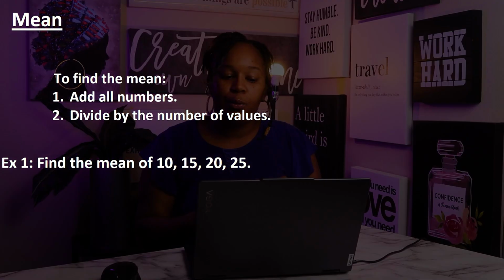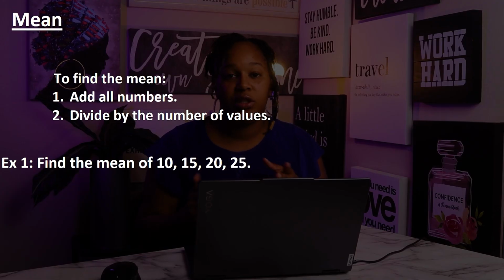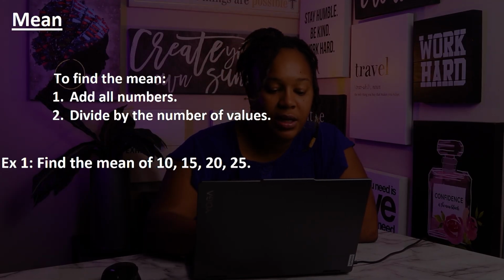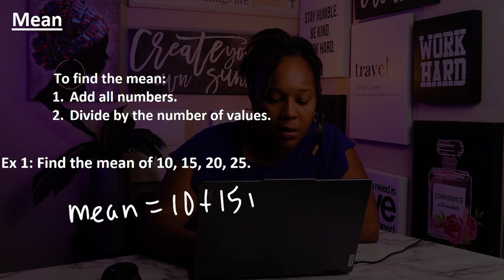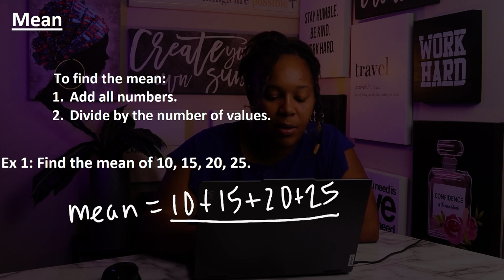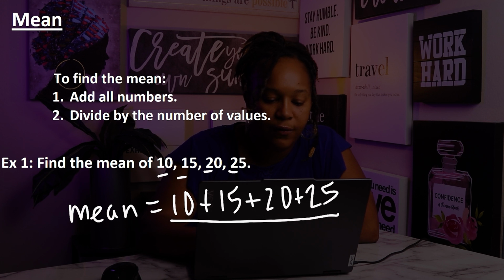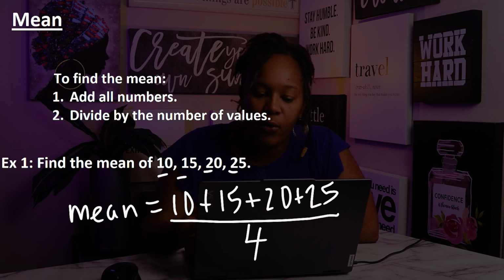All right, so first we're going to look at the mean. Again, mean means average. And to find the mean, what you're going to do is you're going to add all the numbers up, and then you're going to divide it by the number of numbers, or the number of values, okay? So for example, in this problem, we want to find the mean of 10, 15, 20, and 25. So the mean is equal to, I'm going to add each of those numbers together: 10 plus 15 plus 20 plus 25, and I'm going to divide it by the number of numbers, where there are 1, 2, 3, 4 numbers. So I'm going to divide that by 4, all right?